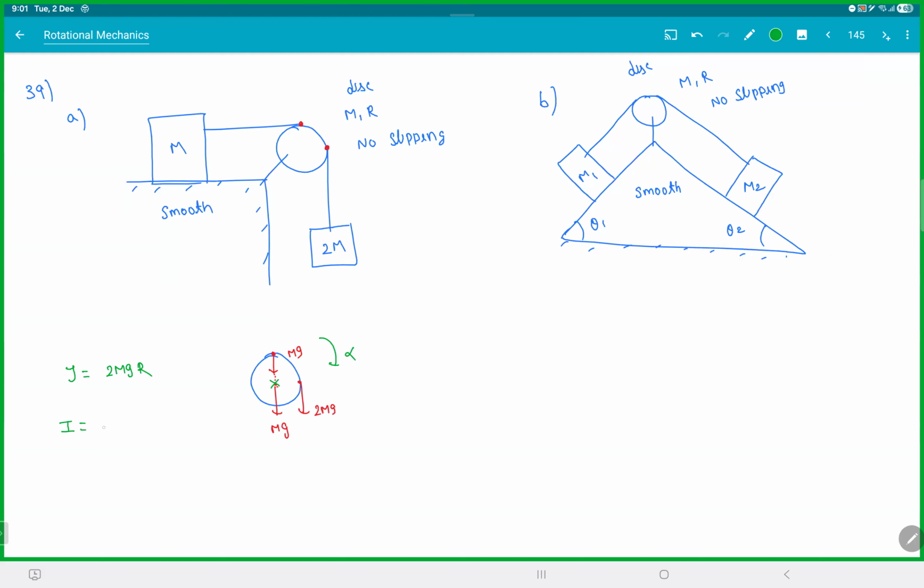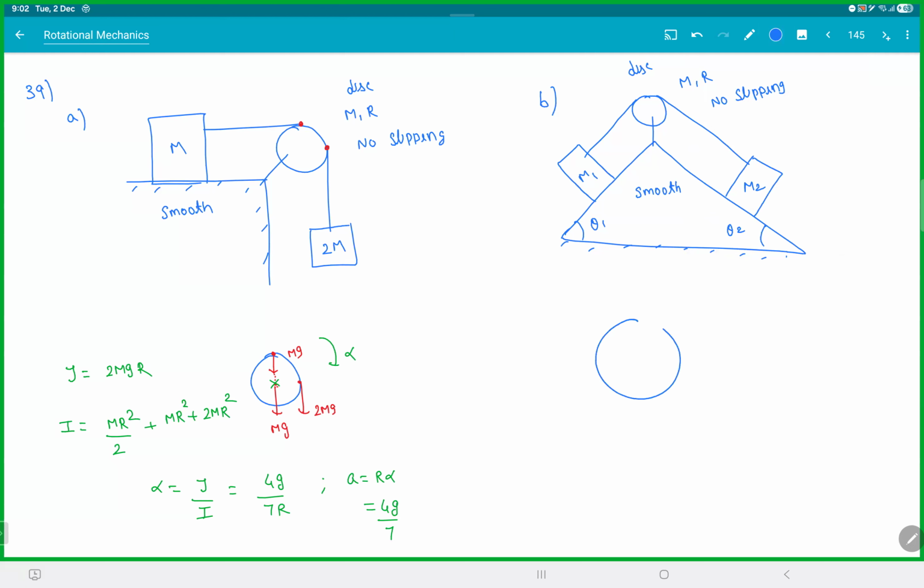What is I of the system? The pulley is mr square by 2. Now remember, even if the torque is 0, moment of inertia will add up. Therefore, alpha is equal to torque by I. That would be 4g by 7r. Acceleration of the blocks A is equal to r alpha, 4g by 7. Okay with this.